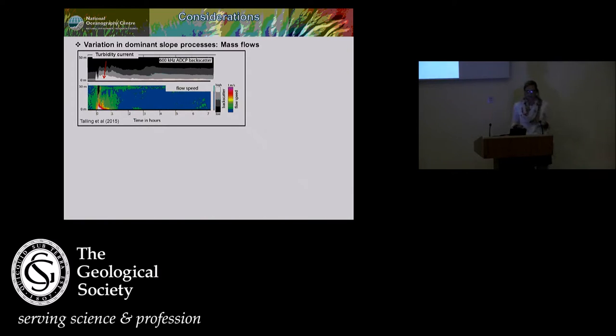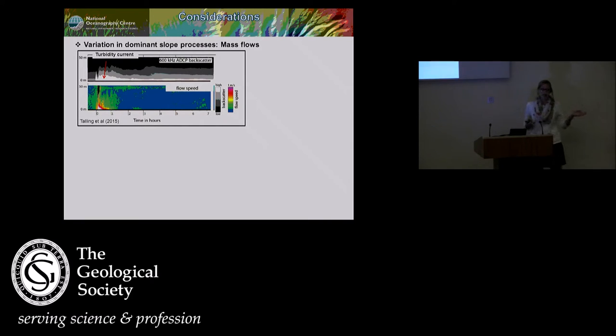The second consideration is that it's actually a variation in the dominant slope process that's having a significant influence on the morphology. As I mentioned earlier, research in the marine environment is going towards in-situ flow monitoring. This is an example of some of the data that Talling et al. collected last year in Squamish Fjord in Canada. It shows a turbidity current as it's passing one of these underwater sensors. This is looking at flow velocity. The red is the higher velocity. The blue is the lower velocity. And this is time in hours. So it's a relatively small flow.